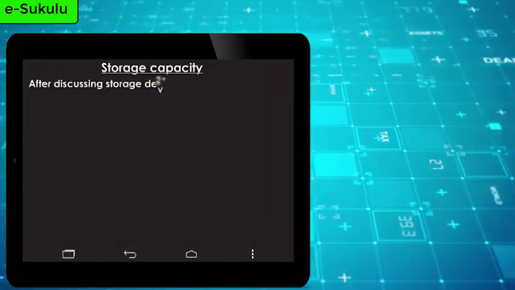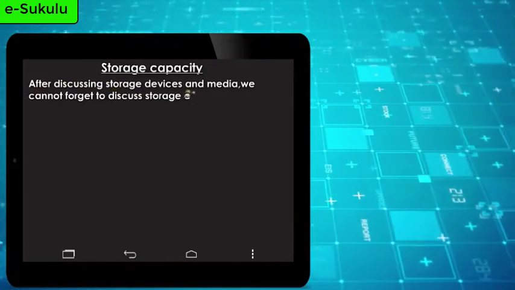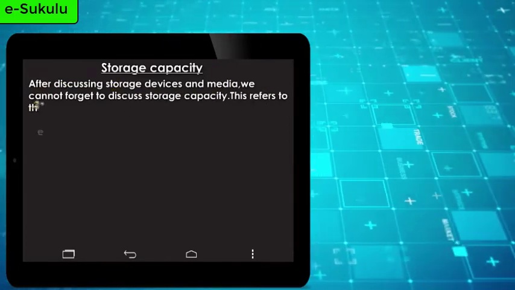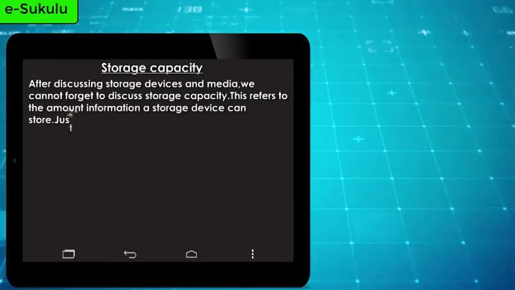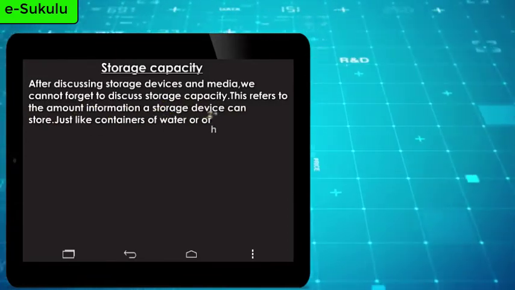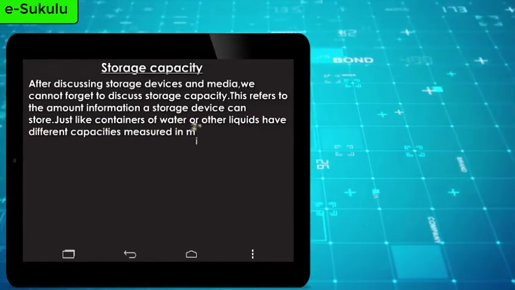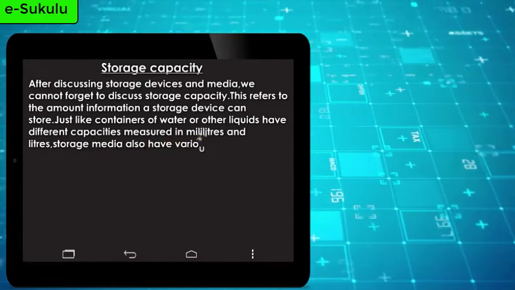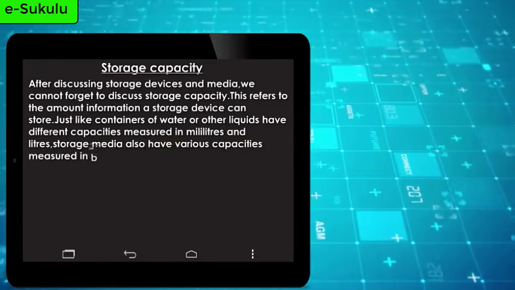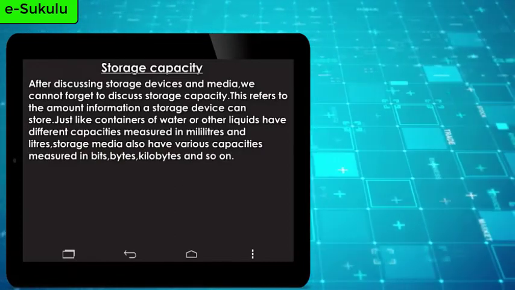After discussing storage devices and media, we cannot forget to discuss storage capacity. This refers to the amount of information a storage device can store. Just like containers of water or other liquids have different capacities measured in milliliters or liters, storage media also have various capacities measured in bits, bytes, kilobytes, and so on.